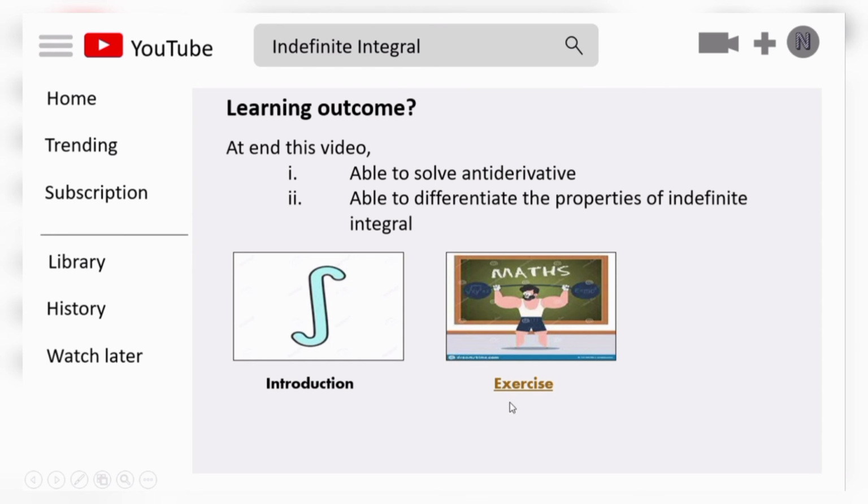We need some exercises to achieve our learning outcome: to be able to solve the antiderivative and differentiate the properties of the indefinite integral.